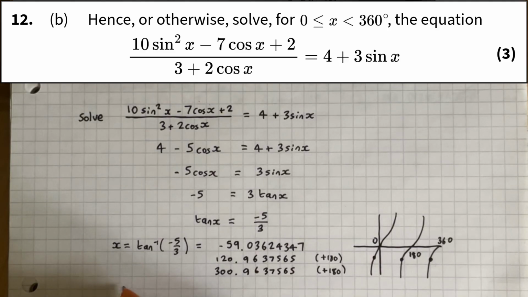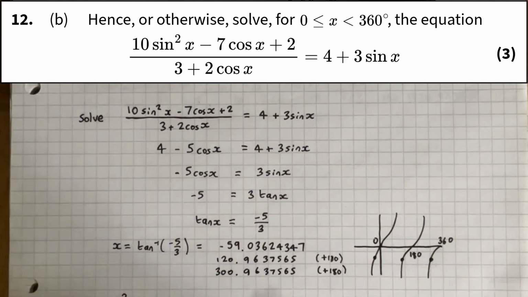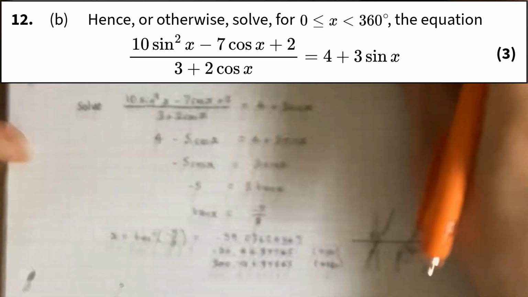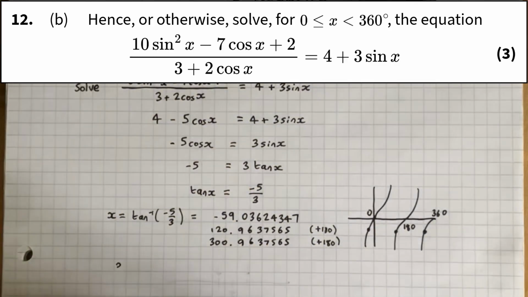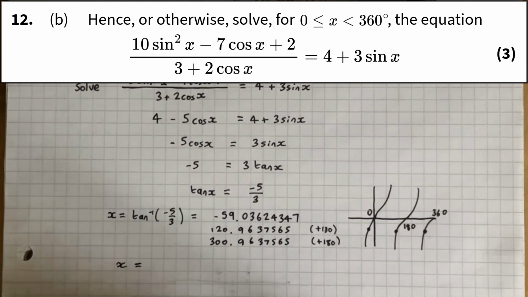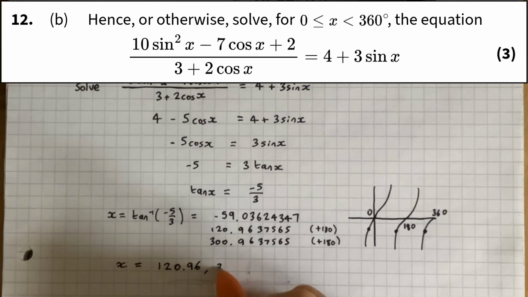So now I'm just going to give the answer to a rounded degree of accuracy. So the final answer would be x is equal to 120. I'll do it to 2 decimal places, 120.96 and 300.96.